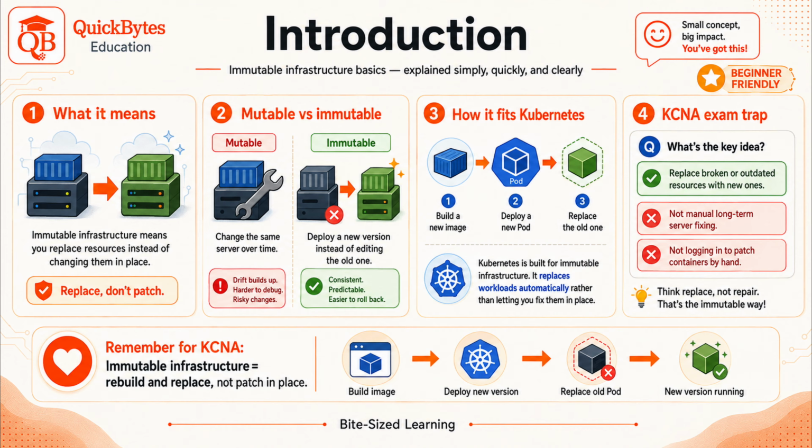Let's get started. If you're studying for the KCNA, the Kubernetes and Cloud Native Associate exam, you need to understand immutable infrastructure. Why? Because Kubernetes, containers, and cloud-native systems are built around the idea that we replace broken or outdated resources instead of manually fixing them forever. By the end of this video, you'll understand what immutable infrastructure means, why it matters, and how it connects to pods, containers, images, and the exam.